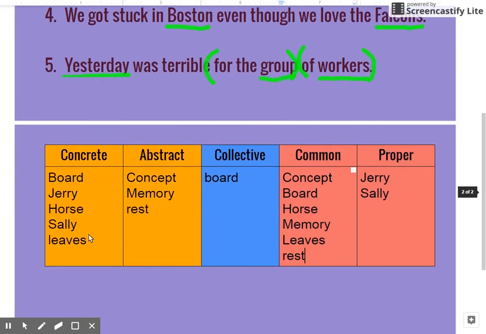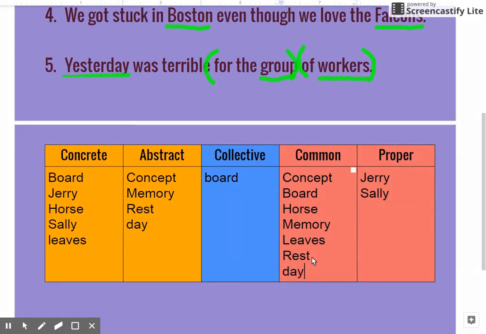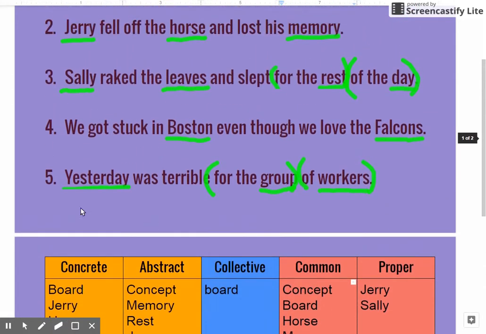And then the last one is day. Now, some people might say, I can see the day. Well, no, you actually can't see the day. You can just see sunlight, or you can see trees and all those kinds of things that are illuminated by the sunlight. But the day itself cannot be sensed. Day is not a collective noun, and it is a common noun. If it was Christmas Day, it would be a proper noun, but it's just day.